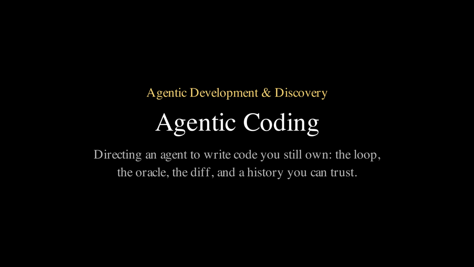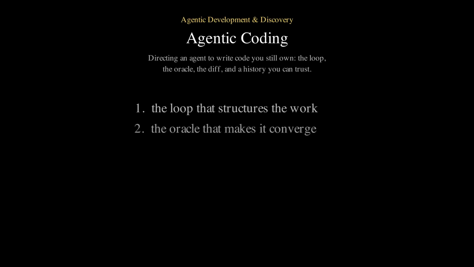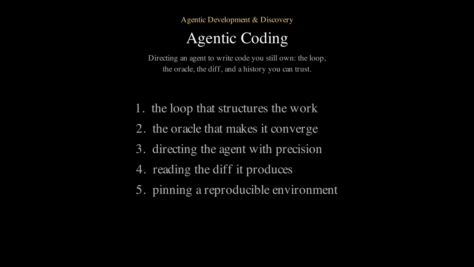The risk is not that the agent writes bad code. The risk is that you stop reading. This assumes you are comfortable operating a rig and prompting an agent. Here is the ground we cover: the loop that structures the work, the oracle that makes it converge, directing the agent with precision, reading the diff it produces, pinning a reproducible environment, and keeping a version history you can trust.